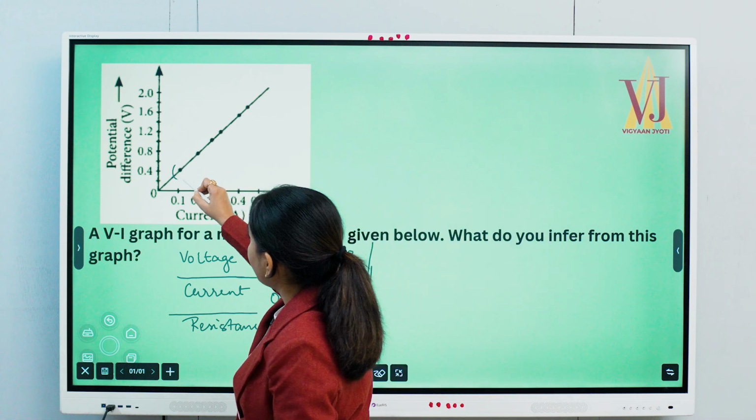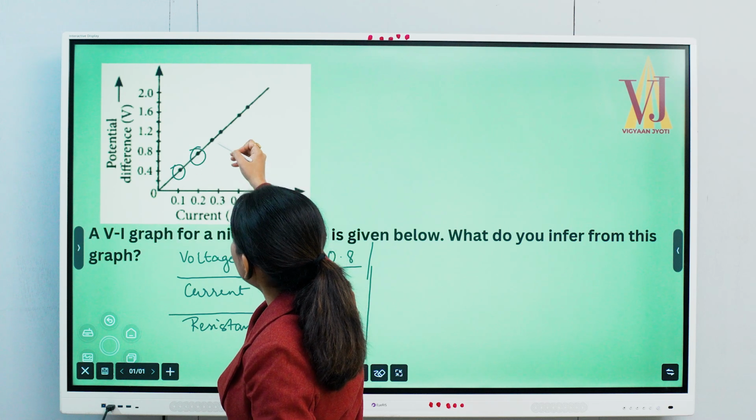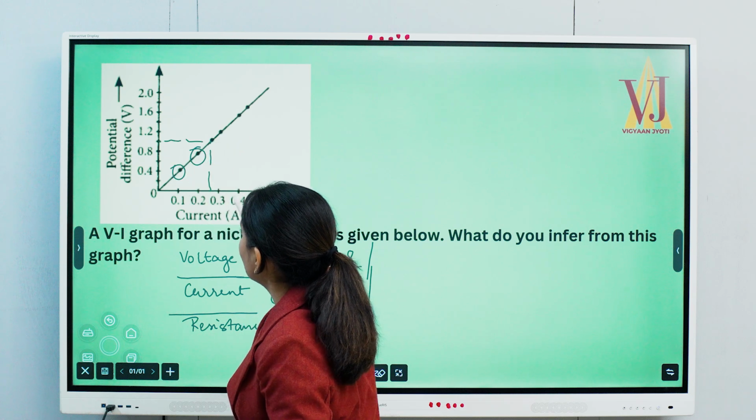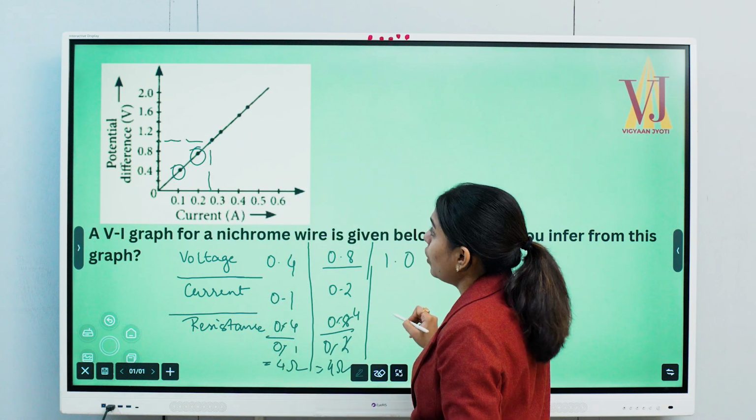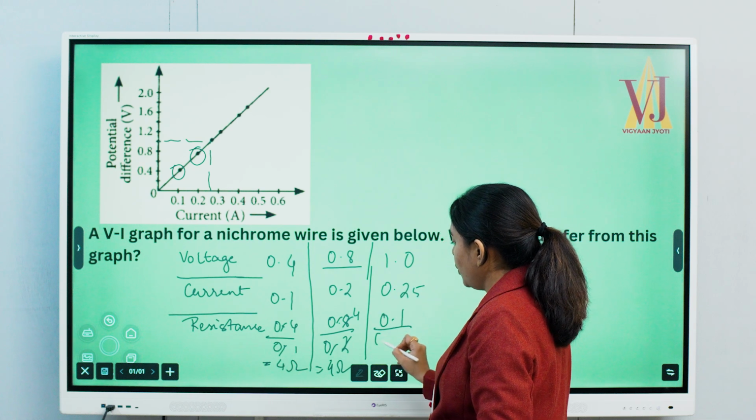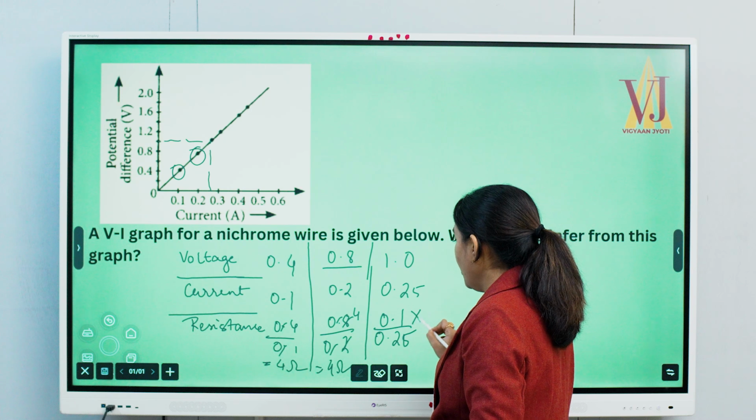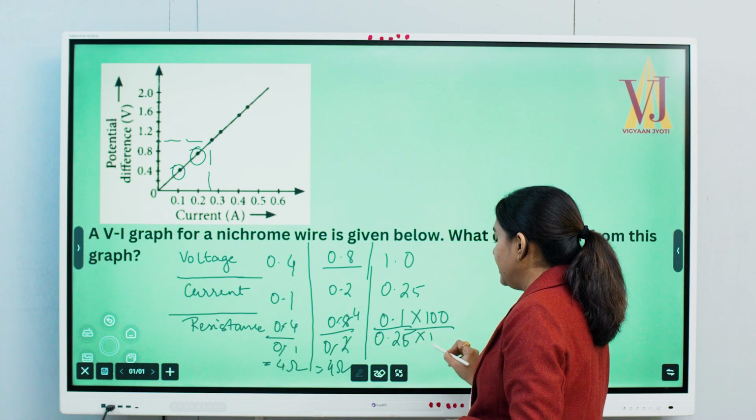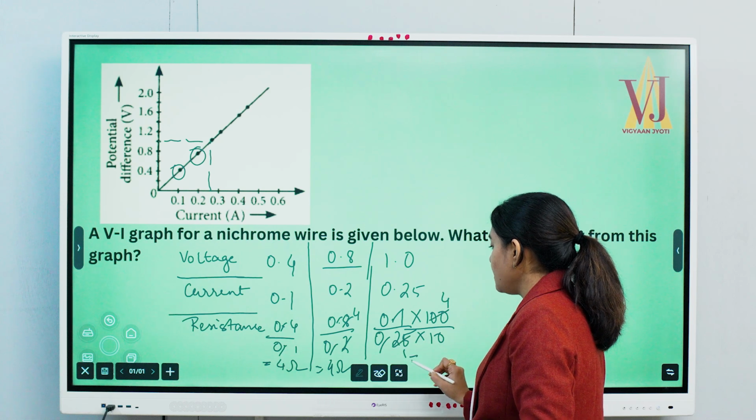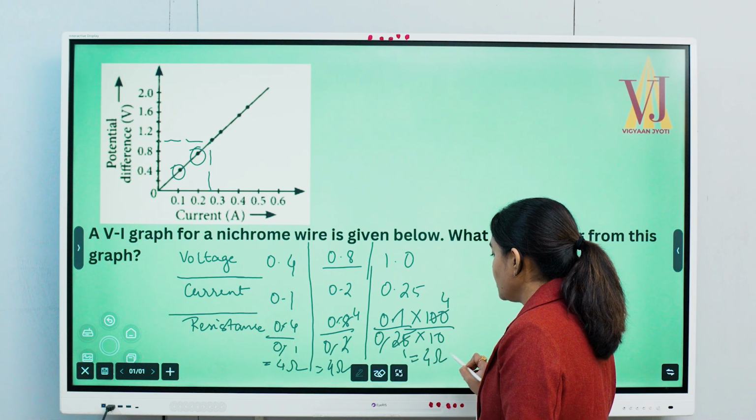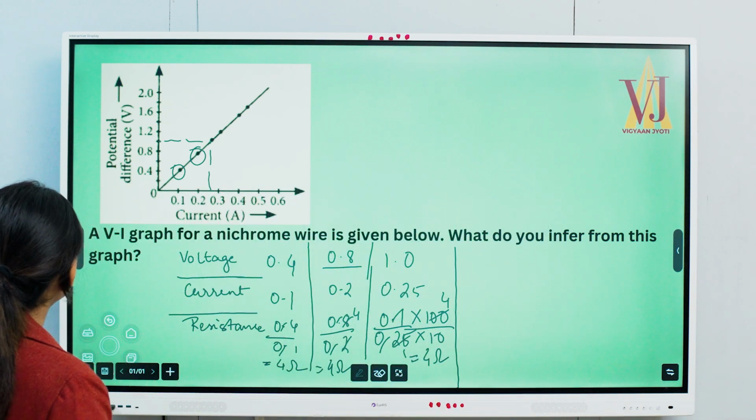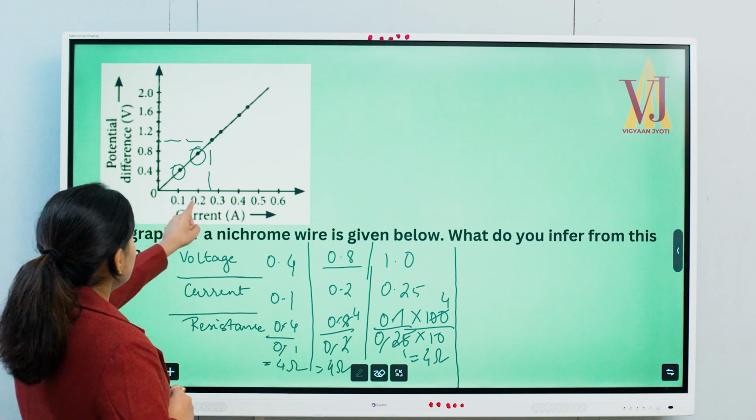That means this point is done, this point is done. Now we'll go with this point, but you may see that it's a bit different. It is somewhere in between here, and here also it's in between. So it's 1.0 and here it will be almost 0.25. So 0.1 and 0.25, 100 on top and 10 below, so 25 ones and 25 fours. That means 4 ohms. Till now we got a good value of 4 only.